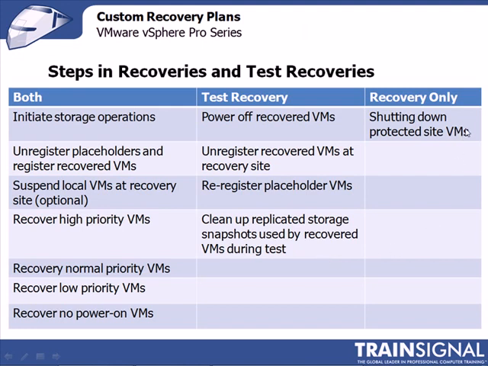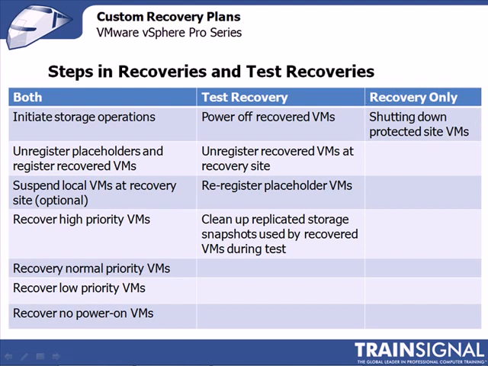Now, if you're going to be doing a recovery only, so this would be pushing the big red button, doing a full-out failover to the recovery site, everything is the same as the both column, except we start off with one very important step, which is shutting down of the protected site virtual machines.